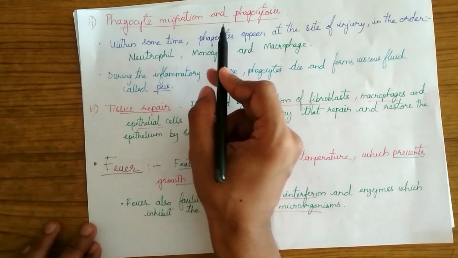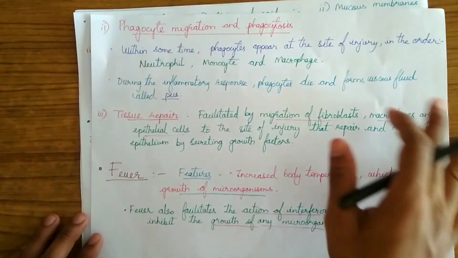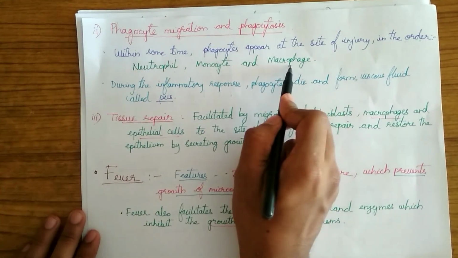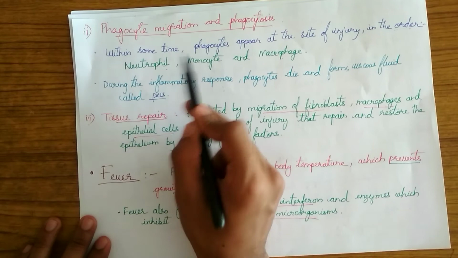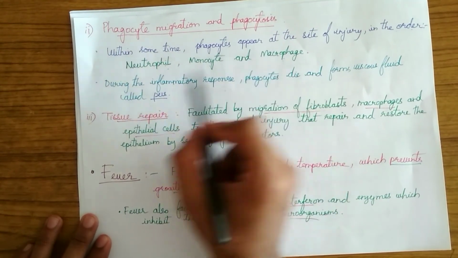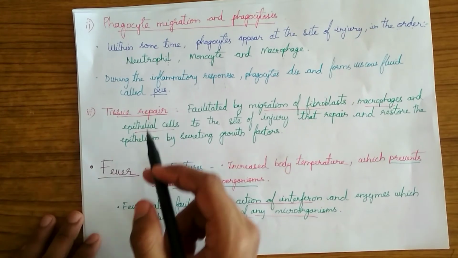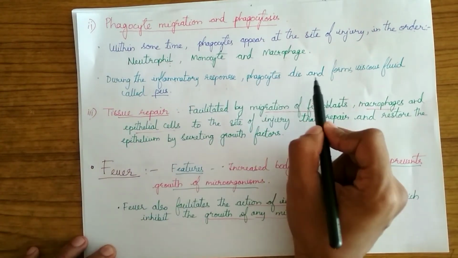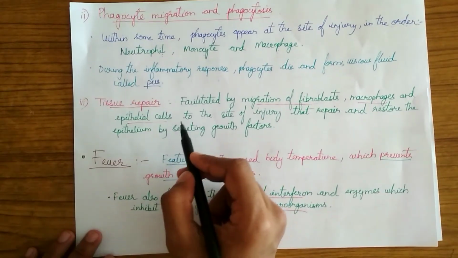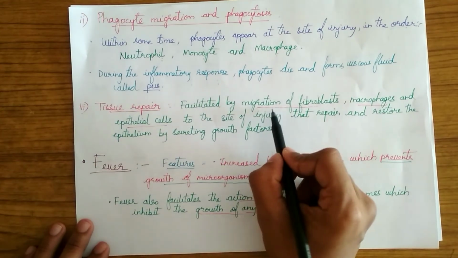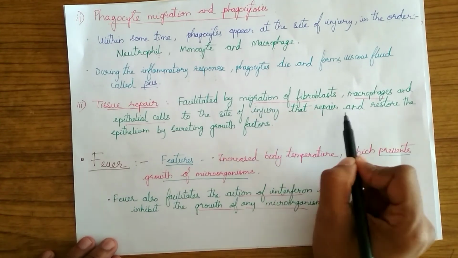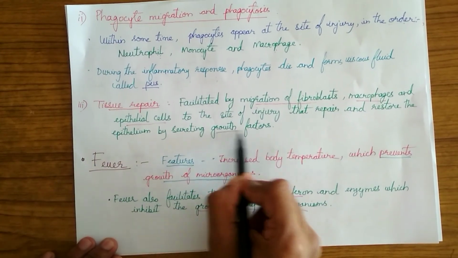The next step is phagocyte migration and phagocytosis. Within some time, phagocytes appear at the site of injury in the order neutrophil, monocyte and macrophage. It means that the neutrophil comes first, then the monocyte and then the macrophage. Therefore, during infection, the neutrophils are increased. During the inflammatory response, phagocytes die and form a viscous fluid which is called pus. The next step is tissue repair. It is facilitated by migration of fibroblasts, macrophages and epithelial cells to the site of injury, which repairs and restores the epithelium by secreting growth factors.